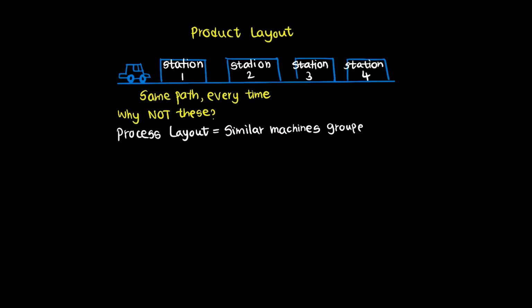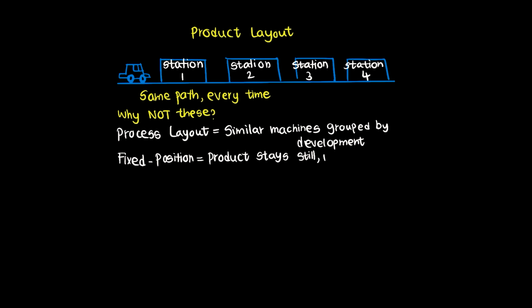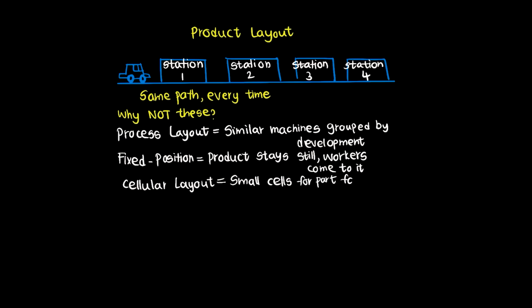That's flexible but slower than a dedicated line. A fixed position layout keeps the product stationary and brings everything to it: workers, tools, materials. Used for massive products like ships or buildings that cannot move. A cellular layout groups different machines into small self-contained cells that each handle a family of similar parts. It is a middle ground between process and product layouts, but it is not a single continuous production line.